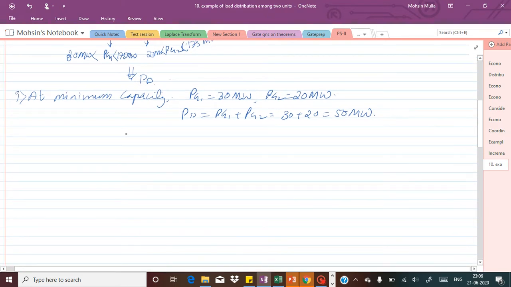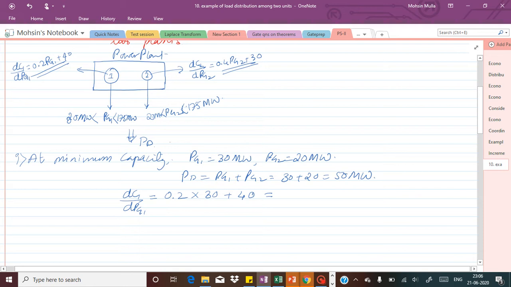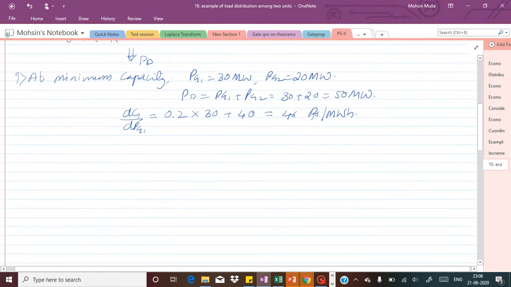Let us try to find the incremental cost here. dC1/dPg1 for the first plant is 0.2 Pg1, with Pg1 value 30, plus 40. So it is 6 plus 40, which is 46 rupees per megawatt hour. That is the cost of generator 1 for generating its minimum capacity of 30 megawatt, which is 46 rupees per megawatt hour.